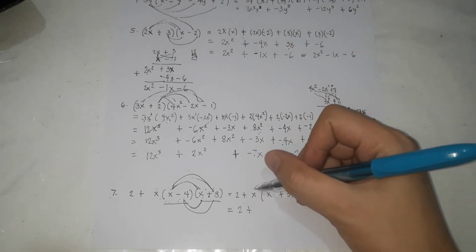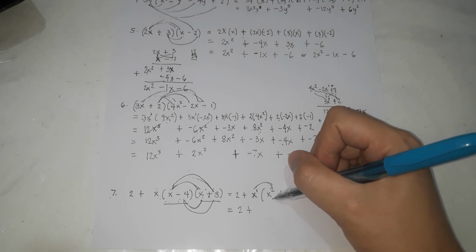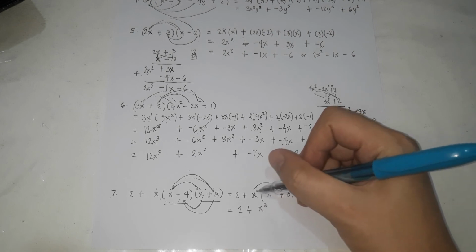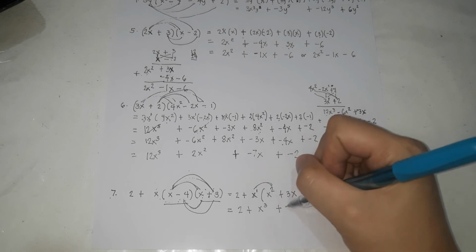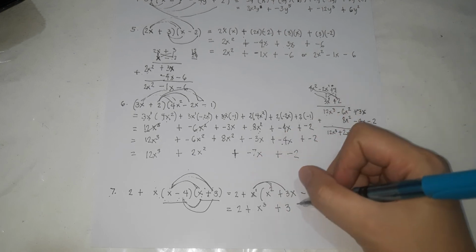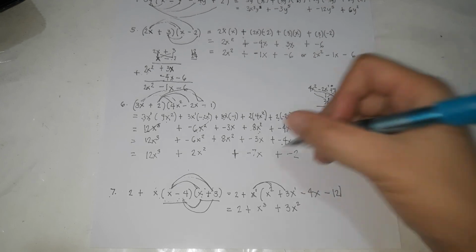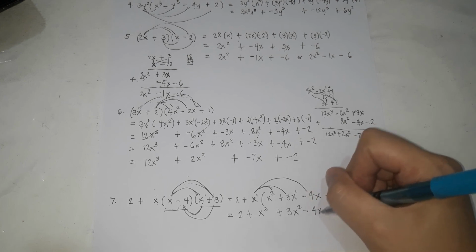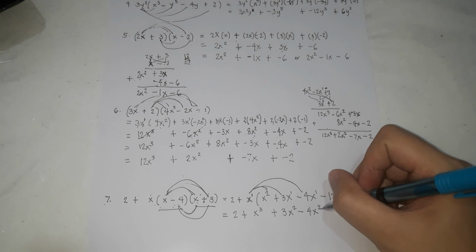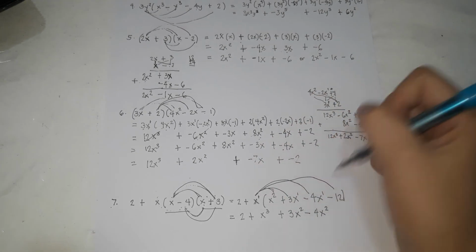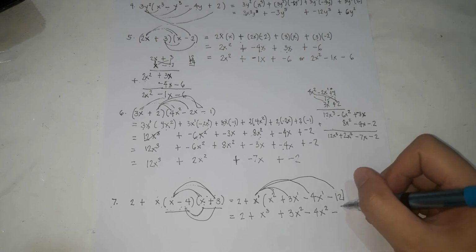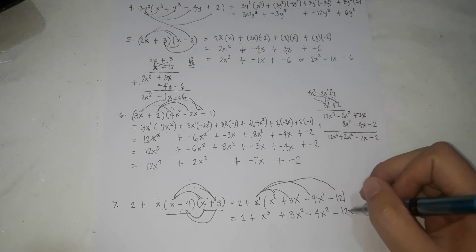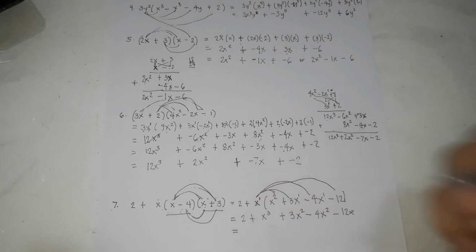2 plus x. So, kapag x lang, ibig sabihin may 1 dyan. So, x times x squared is x cubed. 1 plus 2, 3. Plus 3x squared. Ito. Minus 4x. 1 plus 1, 2. Ito. Times natin dyan. That's negative 12x. Is equal to, this could be the final answer.